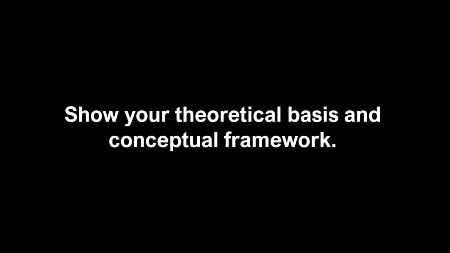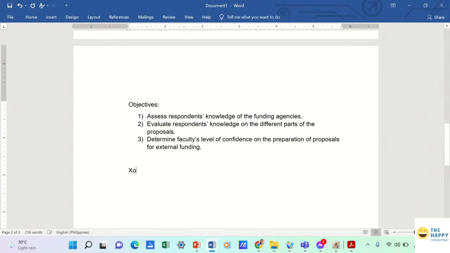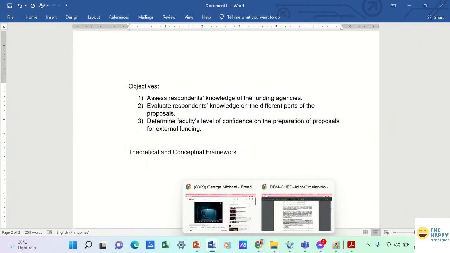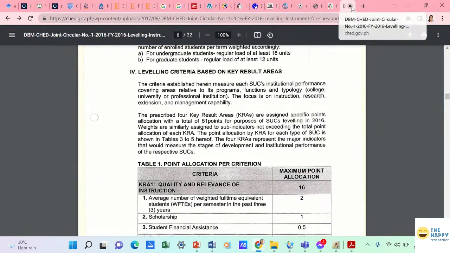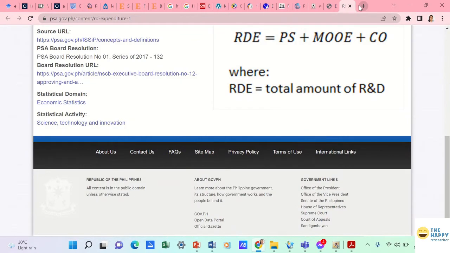Most social researches will need you to establish your theoretical and conceptual framework. More often than not, I will see studies that confuse the two. A theoretical framework is the theory at which you anchor your study.